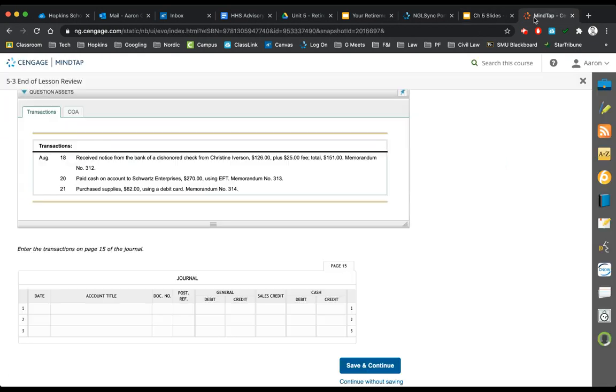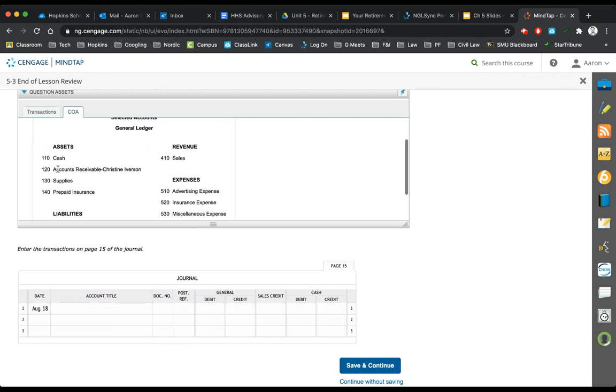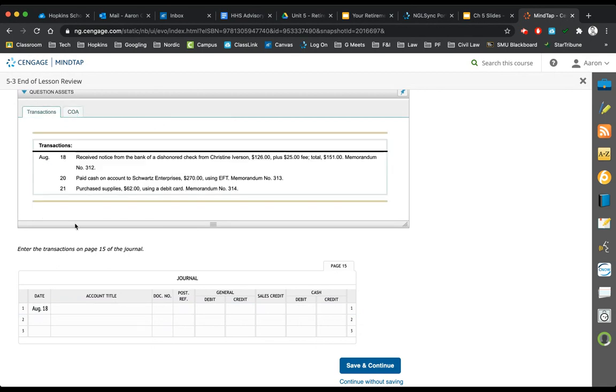So in Cengage MindTap, you have 3 transactions that are exactly like those 3 slides. Make sure to write your date. And since it's the first one in this, we need to write AUG 18. Write the account title. In this case, we can refer to our chart of accounts. It would go into accounts receivable from Christine Iverson, would be our account title.